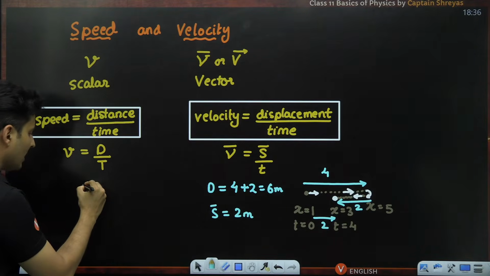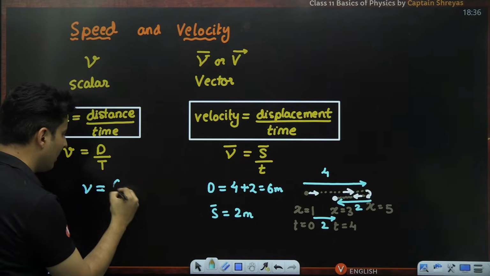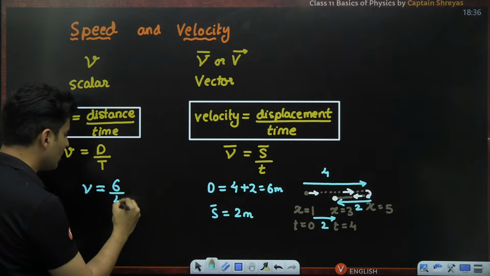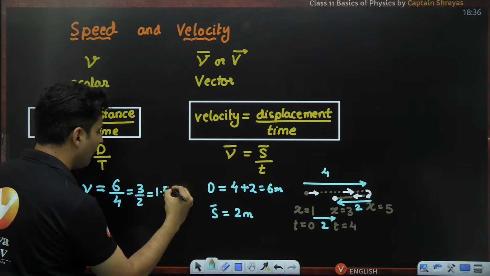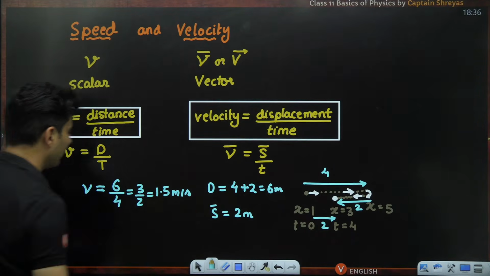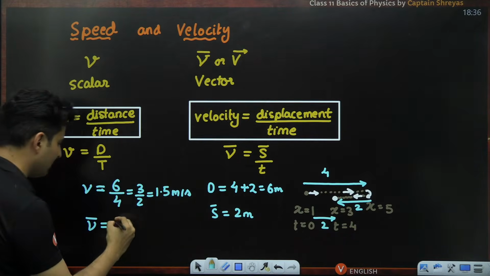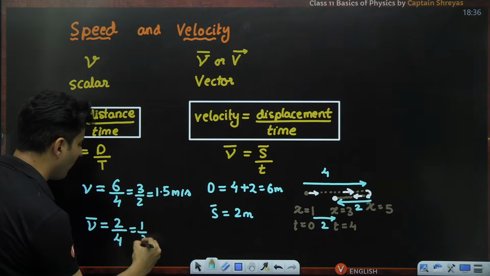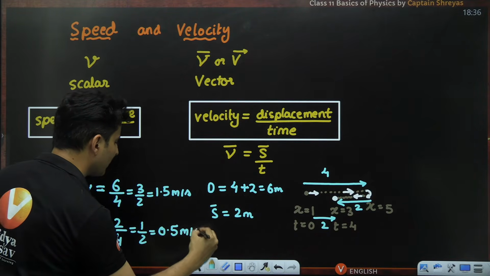If you ask me what the speed is, that will be distance traveled divided by the time. How much time did I take? 4 seconds. So 6 by 4, which is 3 by 2, which is 1.5 meters per second. But if somebody asks me velocity, that will be displacement by time. So it will be 2 divided by 4, which is 1 by 2, which is 0.5 meters per second.